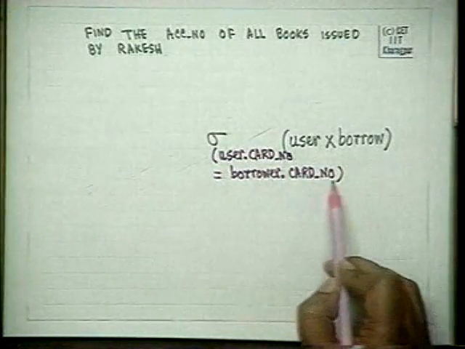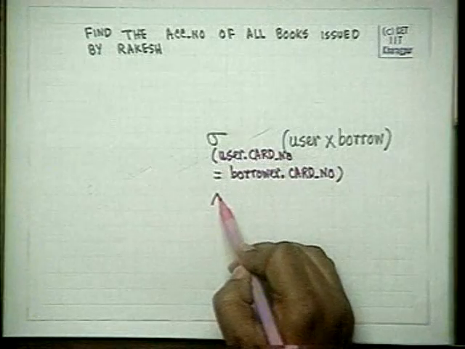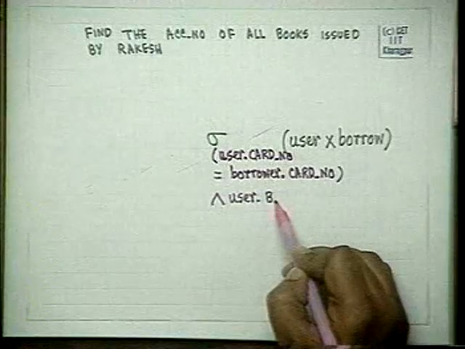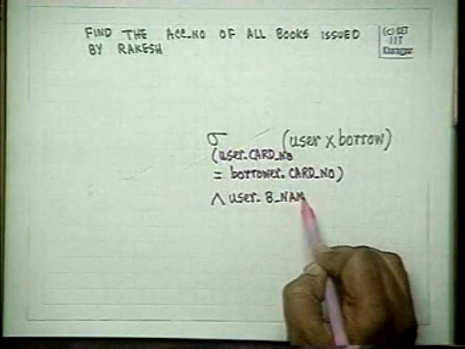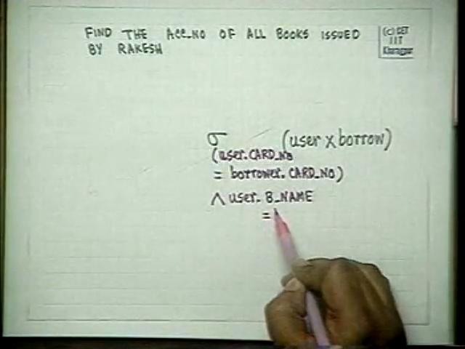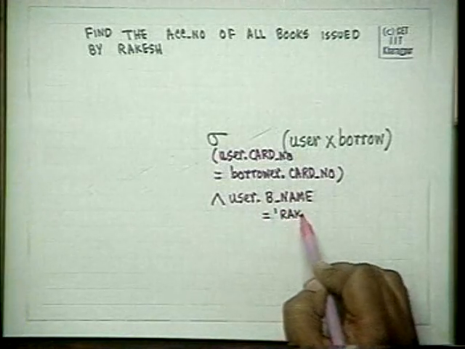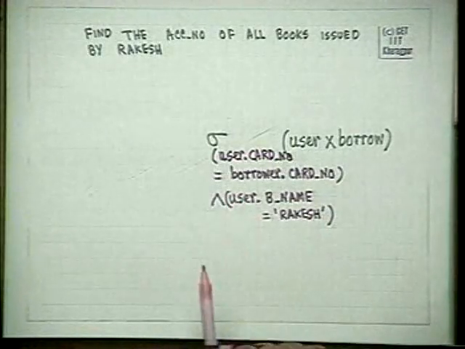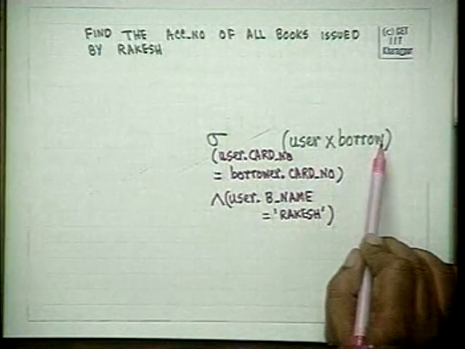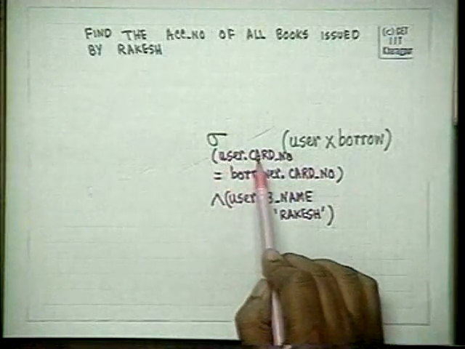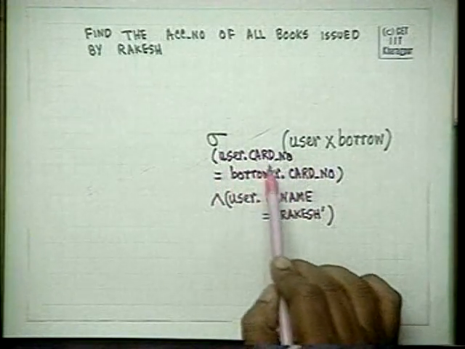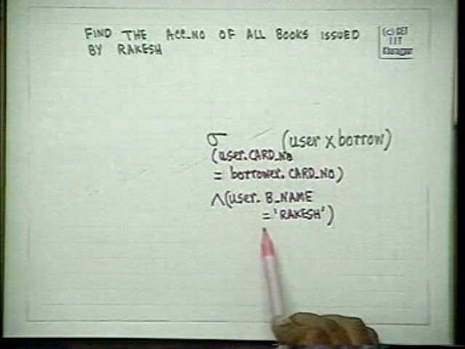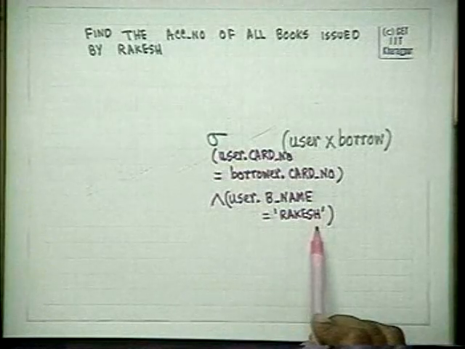So here, other than borrower number equal to card number, what do I want? I want user dot borrower name equal to Rakesh. So on user cross borrow, I have aligned out all those which have got the same card number, and I have selected out only those whose username is Rakesh.